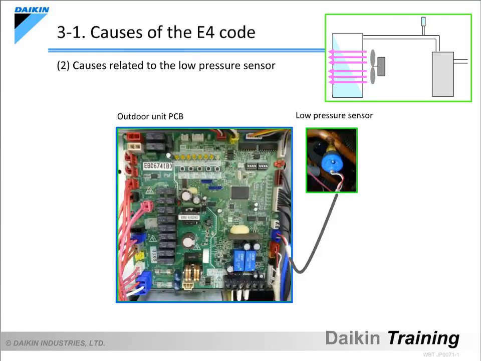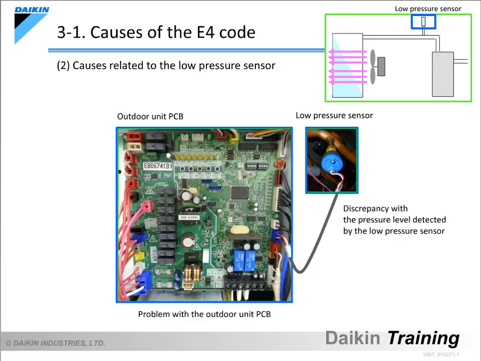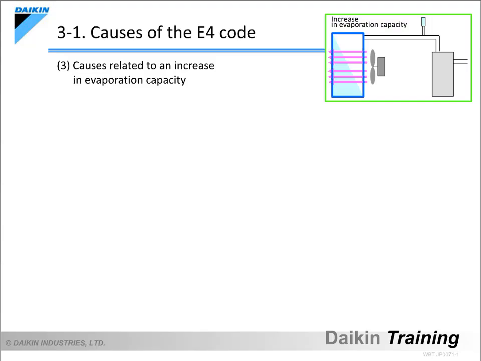Let's now look at the causes related to the low pressure sensor. If there is a drop in the low pressure, the air conditioner first uses the low pressure sensor to increase it via the compressor capacity control. If the compressor capacity control cannot sufficiently control the drop in the low pressure, the air conditioner uses the low pressure sensor to turn itself off, and the E4 code is displayed on the remote controller. The E4 code is also displayed on the remote controller when there is a discrepancy with the pressure level detected by the low pressure sensor or a problem with the outdoor PCB.